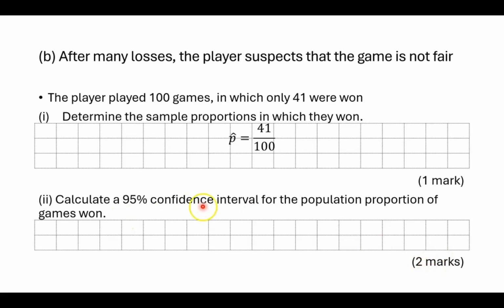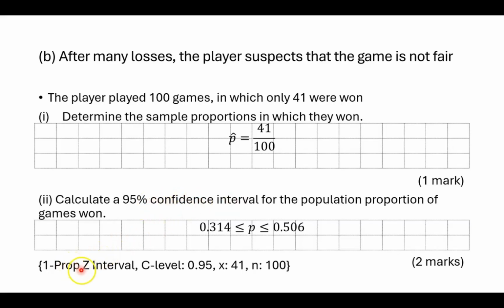And this is 2 marks, but it's actually very easy because whenever a question asks you to calculate a confidence interval, you just go to your calculator, go to this option, 1 probability, Z interval, and your confidence level will be 95%. Your X number, which is the number of successes, is 41. Your sample size is 100. And after you enter this into the calculator, you get this. So the 2 marks, I think, are this 3-significant-figure answer for 1 mark, and you need to write a p-hat on the P. That basically gives you 2 marks.